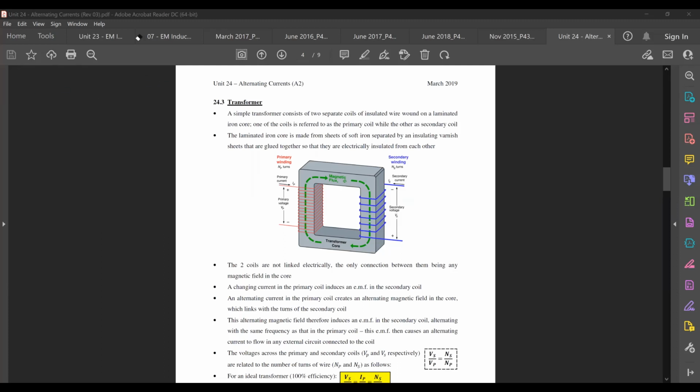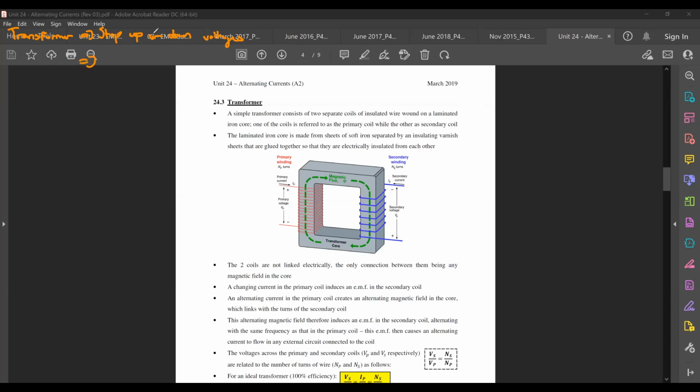When you did IGCSE or SPM, we tell you the function of a transformer is to step up or down voltages. That is the purpose of a transformer that you learned in the previous level before this. And then after that, there was an equation that you also used when it comes to transformers.